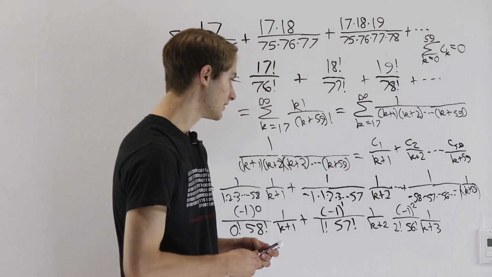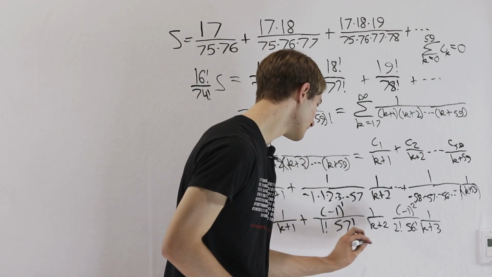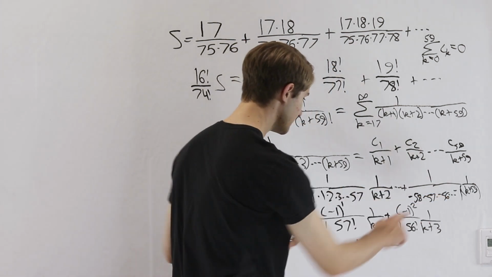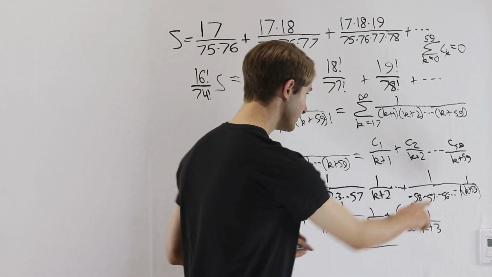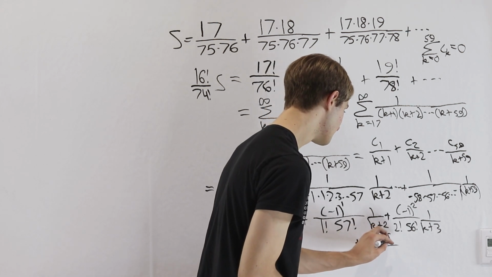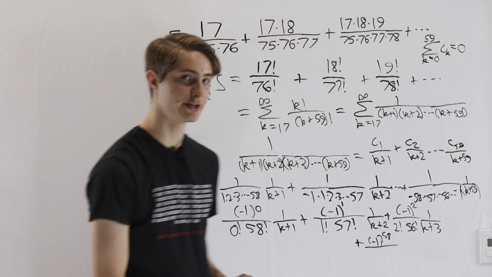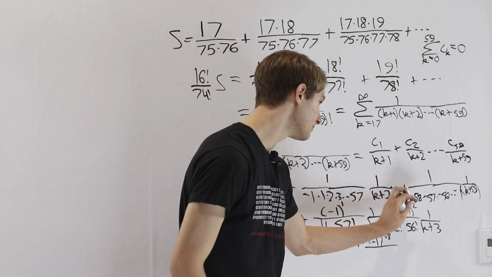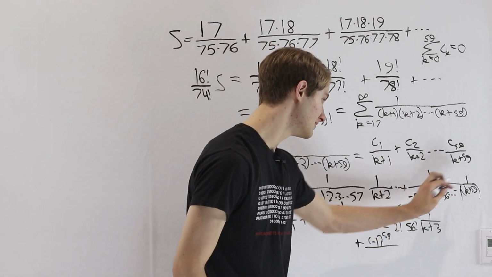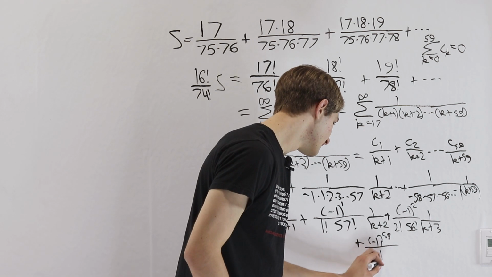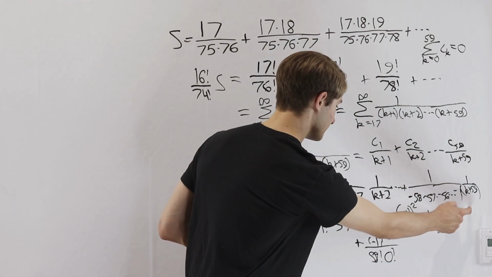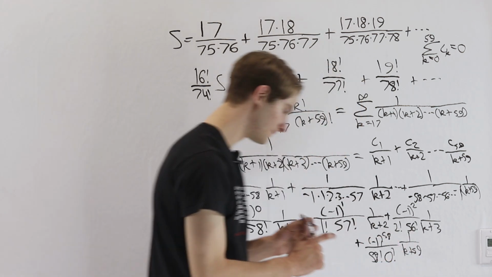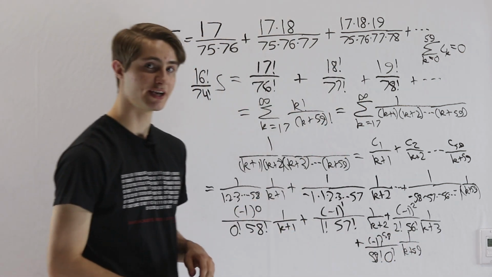And in fact, if we look at the final term here, we have plus 1 over, notice we have negative 1 to the power of 58, because we have 58 negative things multiplied in the bottom. And then on the bottom, we're going to have 58 factorial, because we have 58, 57, 56 down to 1, times 0 factorial, because there's nothing multiplied here, times 1 over k plus 59. And this follows the exact same pattern.